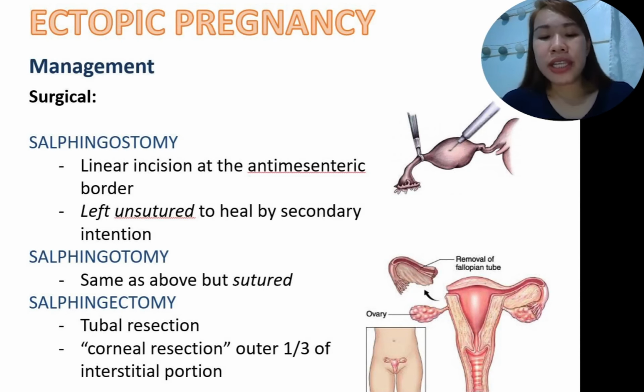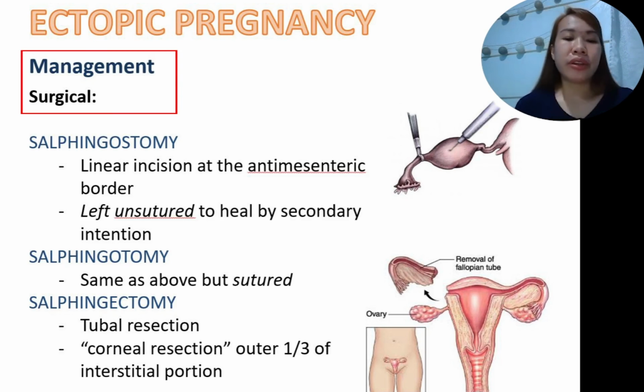Now, another thing that we need to learn about this is how are we going to treat an ectopic pregnancy? So there are two ways. It's not only surgery, but it could also be medically managed as well. First, let's talk about surgical management. So there are three different terms here that we would like you to understand.